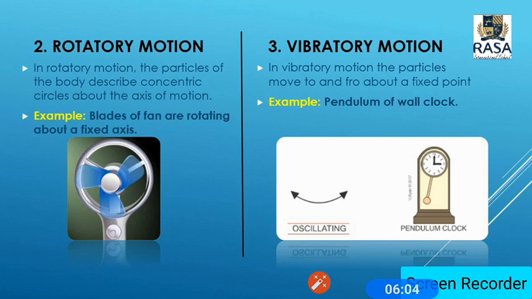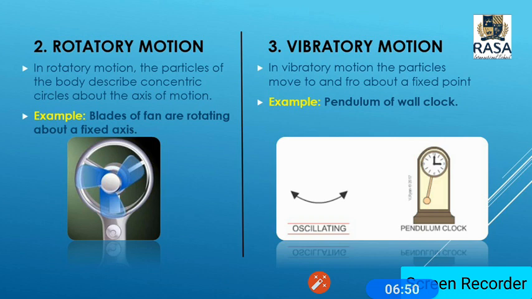That means here we can see that the fan is on. Then the blades of the fan will rotate around a fixed axis, which can be seen over here with the white dark dot at the center. So the particles of these blades, which are at the same distance from the center of the axis of rotation, are making concentric circles around the axis of rotation. So we can say that the blades of the fan are in rotating motion about the fixed axis.